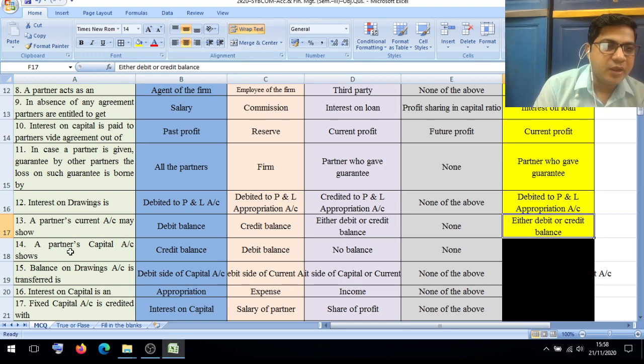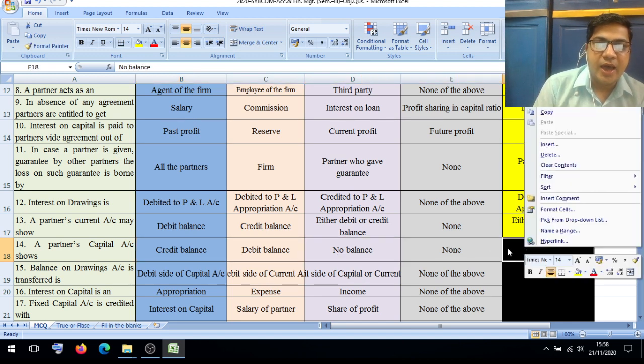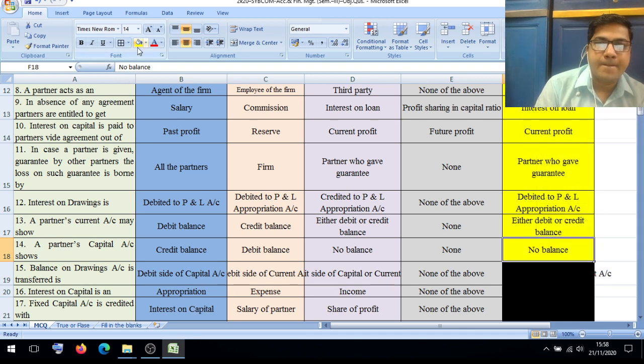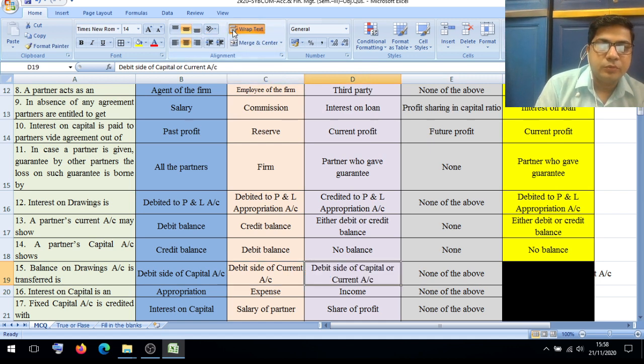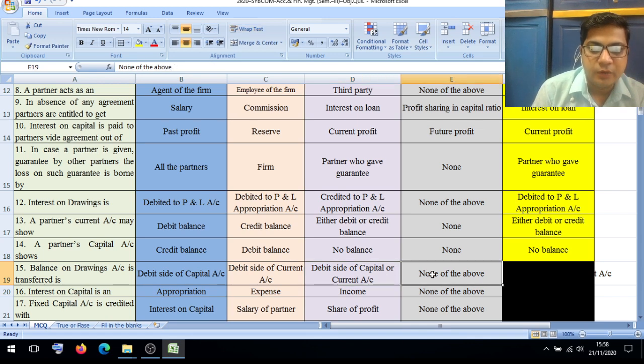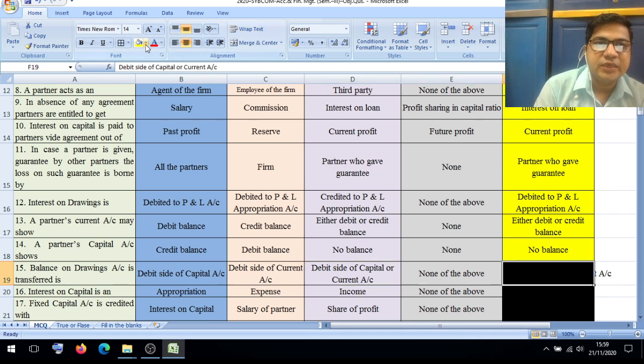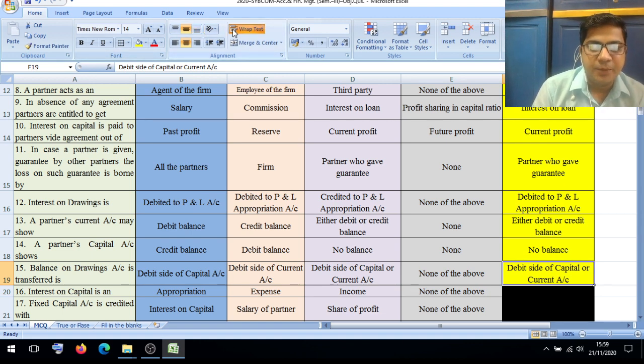A partner's capital account shows credit balance, debit balance, no balance, none. The answer is no balance. Balance on drawing account is transferred to debit side of capital account, debit side of current account, debit side of the capital or current account, none. The answer is debit side of capital or current account.